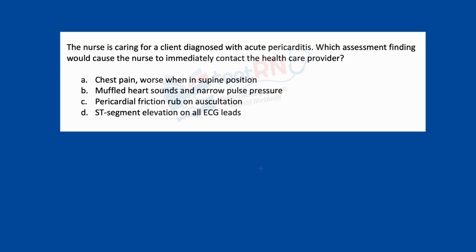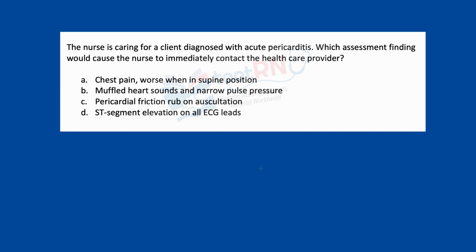The question is, the nurse is caring for a client diagnosed with acute pericarditis. Which assessment finding would cause the nurse to immediately contact the healthcare provider? Option A says chest pain, worse when in supine position. Option B says muffled heart sounds and narrow pulse pressure. Option C says pericardial friction rub on auscultation. And option D says ST segment elevation on all ECG leads.